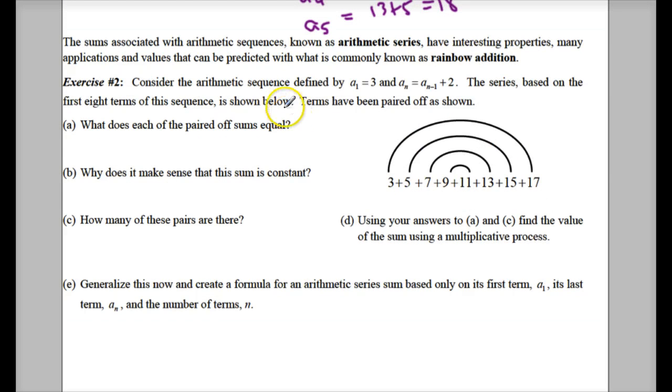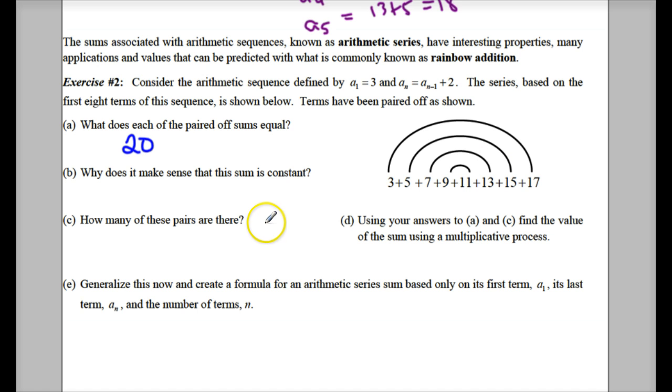So for this question, it says, consider the arithmetic sequence defined by a sub 1 is equal to 3 and a sub n is equal to my previous term plus 2. The series based on the 8 terms of the sequence is shown below. Terms are paired off as shown. So notice 3 goes with 17, 5 goes with 15, 7 goes with 13, 9 goes with 11. Now A, what does each pair of sums equal to? 20. Excellent. Basically, 3 plus 17 is 20, 5 plus 15 is 20, and so forth.